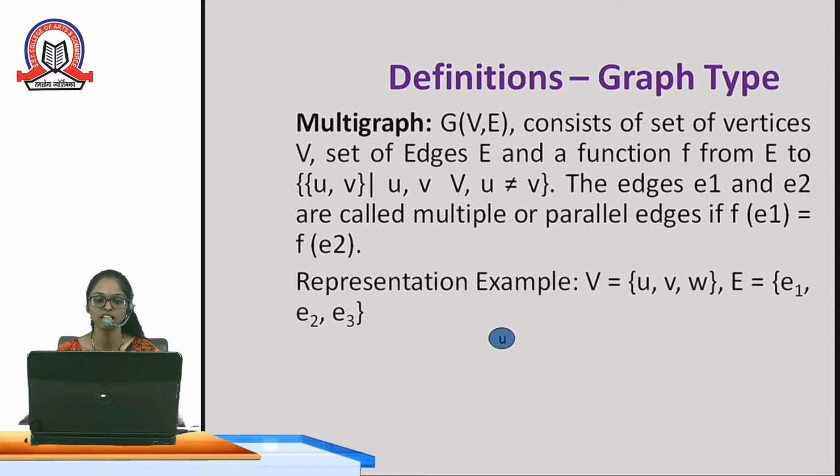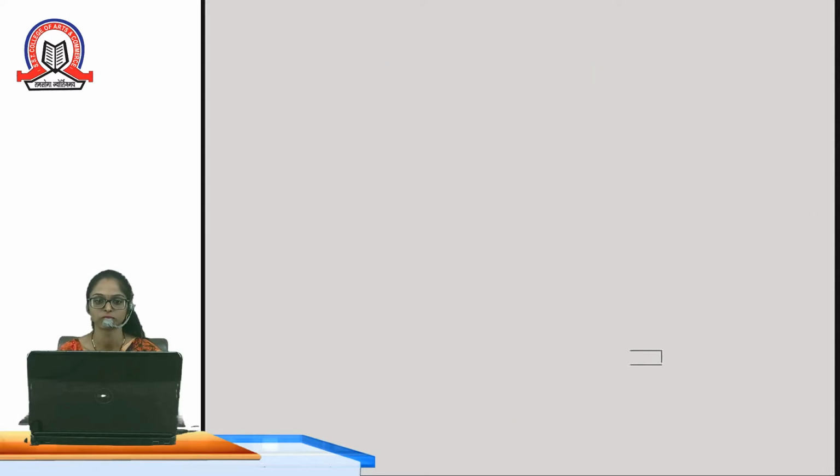Now my representation of the graph. First example: first take the vertex U, vertex V and third vertex is W. Then connect U and V vertex. Similarly, connect vertex V to U. Vertex U and V are connected by the E1 edge. Vertex U and V are also connected by the E2 edge. And then connect the vertex V and W by the E3 edge.